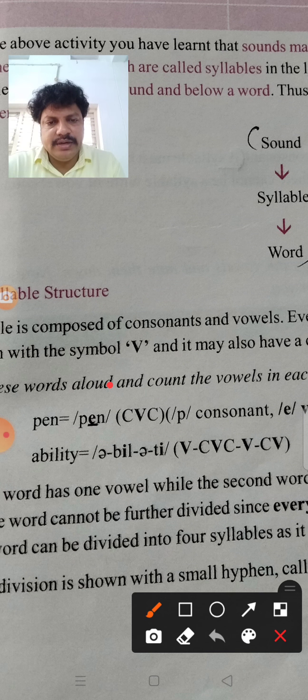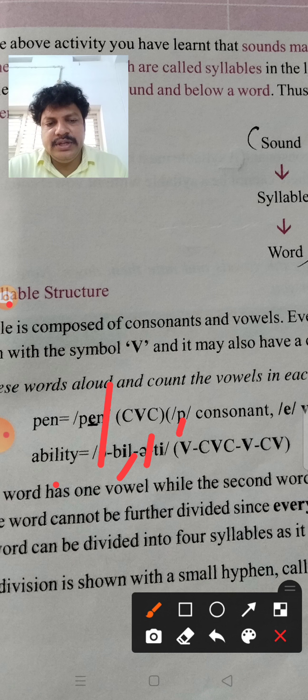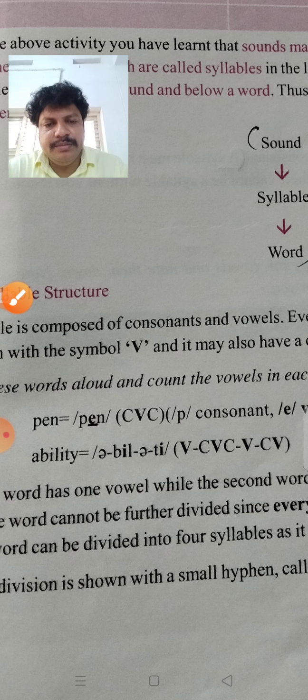Ability. Vowel, consonant, vowel, consonant, vowel. So we can divide this into three. See here, ability. We can divide it this way, but we cannot divide it that way.